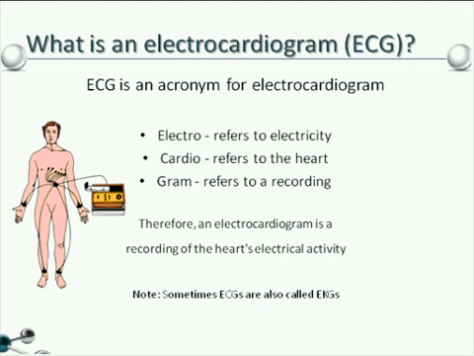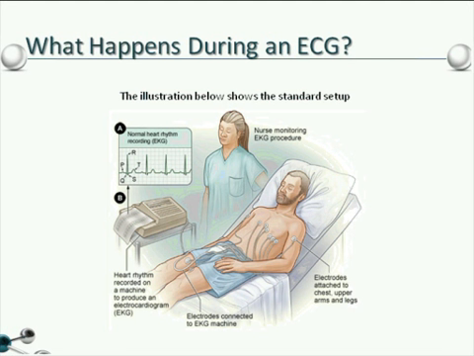So for ECGs, basically monitoring or recording the heart's electrical activity. ECGs are also called EKGs as well. The illustration below shows what happens during an ECG. You have your participant there, bare chest, the electrodes tied to the chest. We ask that the participant lie flat. And we also ask that a separate table be utilized for the ECG machine. And pretty much this is the normal setup.